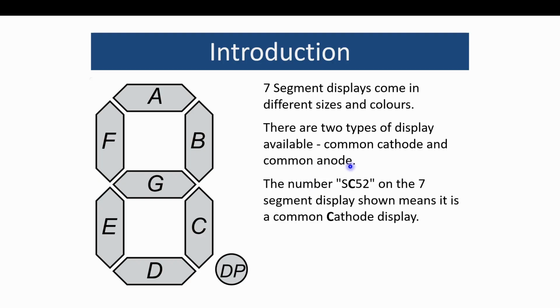Now, when you go to buy these segment displays, they will ask you, what do you want? Which one do you want? Common cathode one or common anode one? Now, these displays have numbers. So the number SC52, for example, if this is the display that you are purchasing, there the second letter C basically tells us that this is a common cathode display. If it had been a common anode, it would have been SA52 or something.